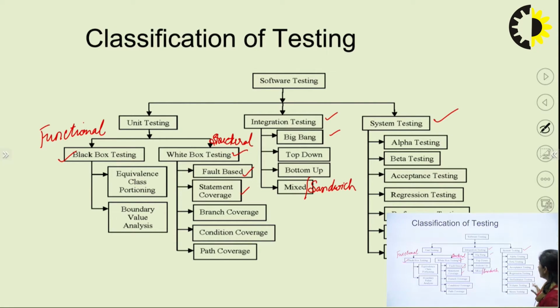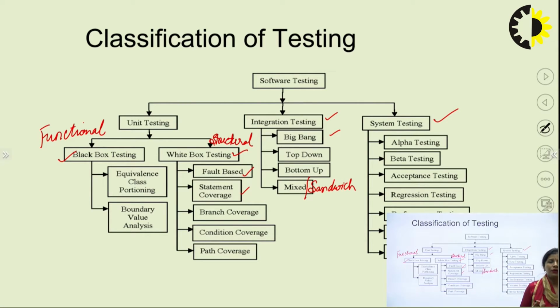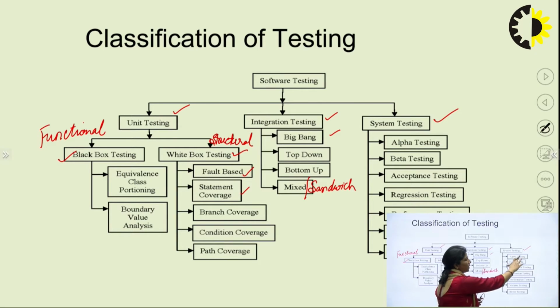Then system testing is there. Here we perform all kinds of testing, combining the complete system as a whole. First we are done with the unit, then the integration, then the system testing. System testing combines various kinds of testing: alpha testing, beta testing, acceptance testing, regression testing, performance, volume, and stress testing. These are the various kinds of testing we perform under system testing.